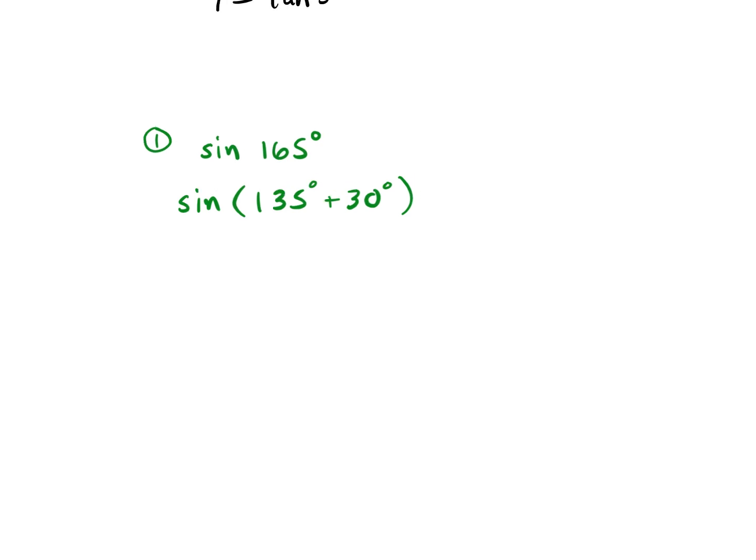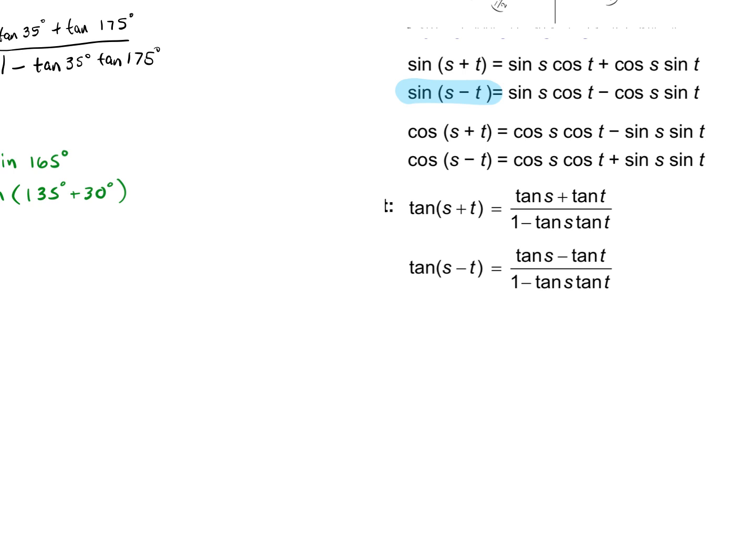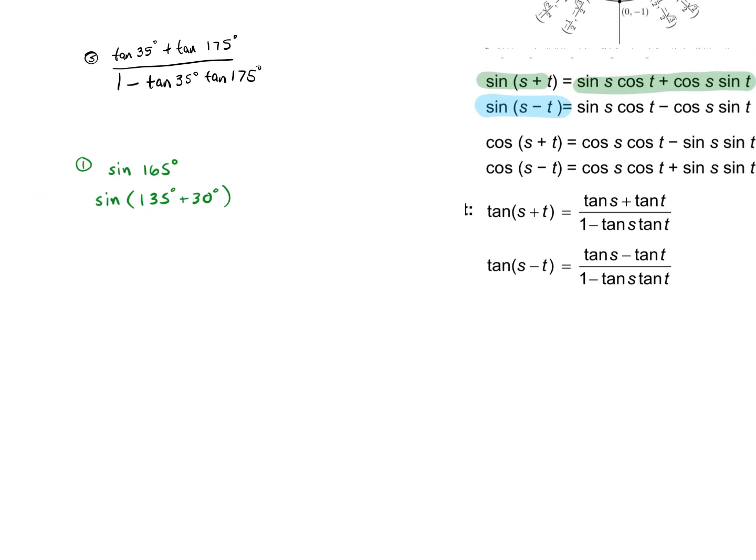When we're doing sine and we're adding, now we're going to go look at our formulas. So we're going to use sine and the adding one. So that is sine of s times cosine of t plus cosine of s times sine of t. So our first number is going to be our s, the second one's our t. So sine of 135 times cosine of 30 plus cosine of 135 times sine of 30.